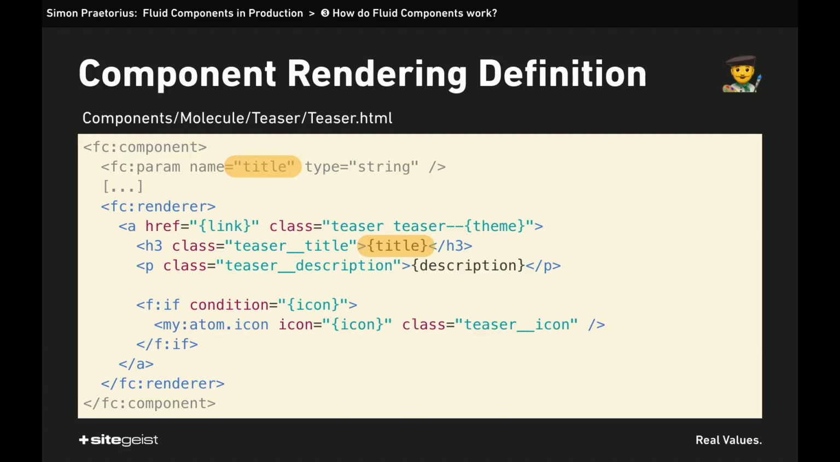Inside of that, every parameter will become a variable you can use there. So in this case, I use title because it's defined above in the FC param ViewHelper. And there are also some special variables like the content. If you call the tag, the tag content of the component can also be used there. And also some component metadata things, like you can create prefixes automatically for your CSS classes.